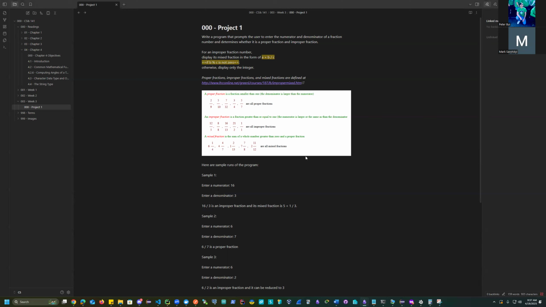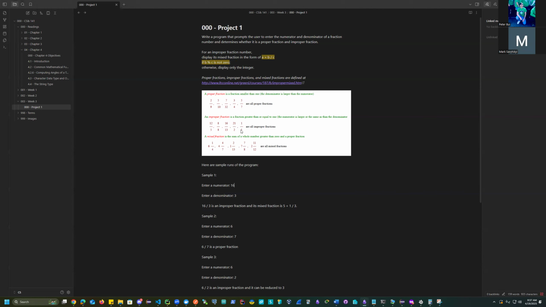So they briefly describe to us what proper and improper fractions are, as observed over here, where a number divided by itself would not be an improper fraction, and it would instead be one. We are also given some sample cases.